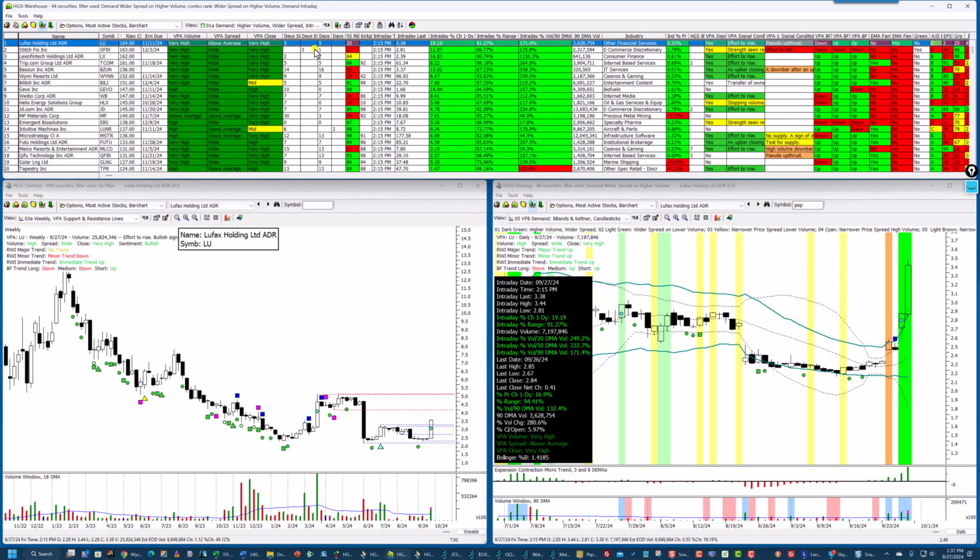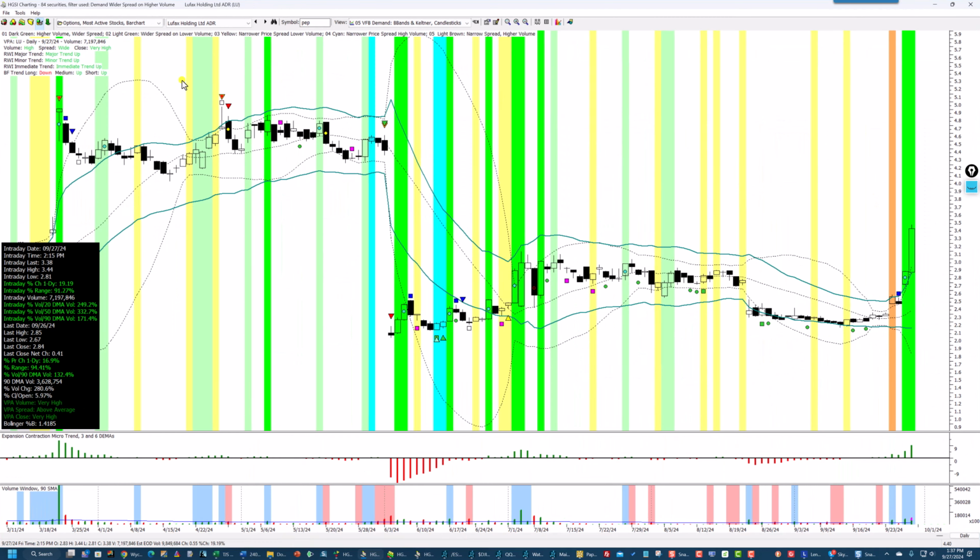I think I saw that one initially. Now I want to point out in the charts, I've labeled these charts dark green up here, 01 scan, higher volume, wider spread. Tells you what it is. Number 2 is light green, wider spread on lower volume. Yellow is number 3, narrower price spread, lower volume. These are all demand scans. Number 4 is cyan, narrow price spread, high volume. And then finally, light brown, you see over here, narrower spread, higher volume.